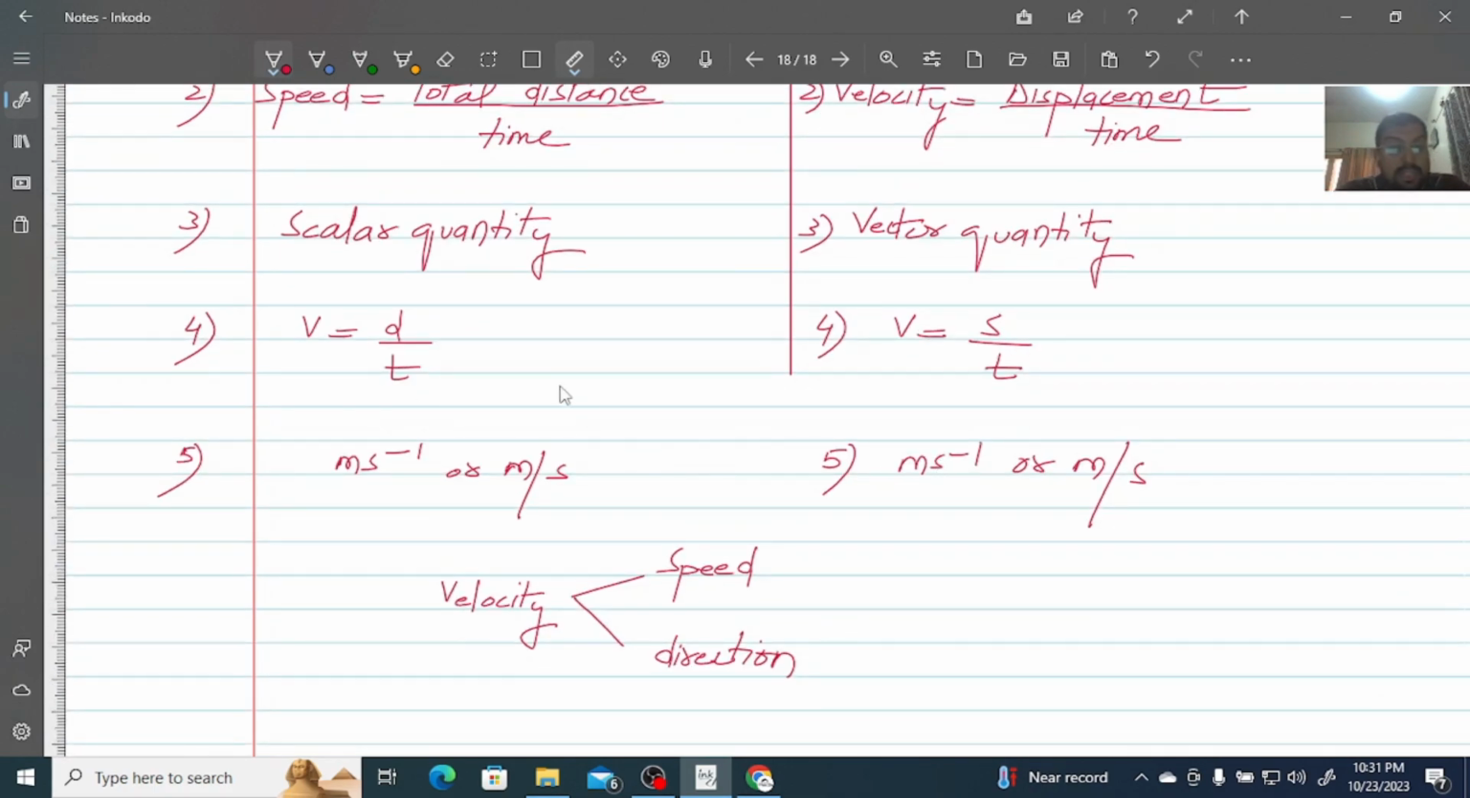Formula: I am just differentiating between two, that d is distance here and s is displacement here. But elsewhere you can use s upon t. If it is in a particular direction, that becomes displacement, and if it is not, then that becomes distance. So the formula v is equal to s upon t we will be using. Displacement upon time for velocity and distance upon time for speed. The symbol is the same. If the unit of distance is meter and the unit of time is second, the unit will come meter per second, meter second inverse, and that is similar for both of them.